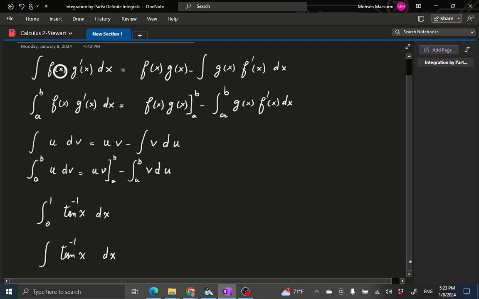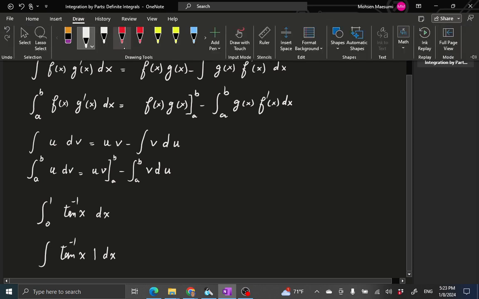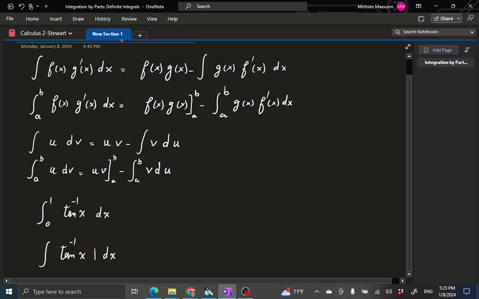So who is my f? One likely choice is to consider f to be tangent inverse of x, but at first sight it looks like there's nothing left for g prime. Who's g prime? Well, of course g prime is just the number 1. If you wish, let's color it. So g prime is being shown by 1.